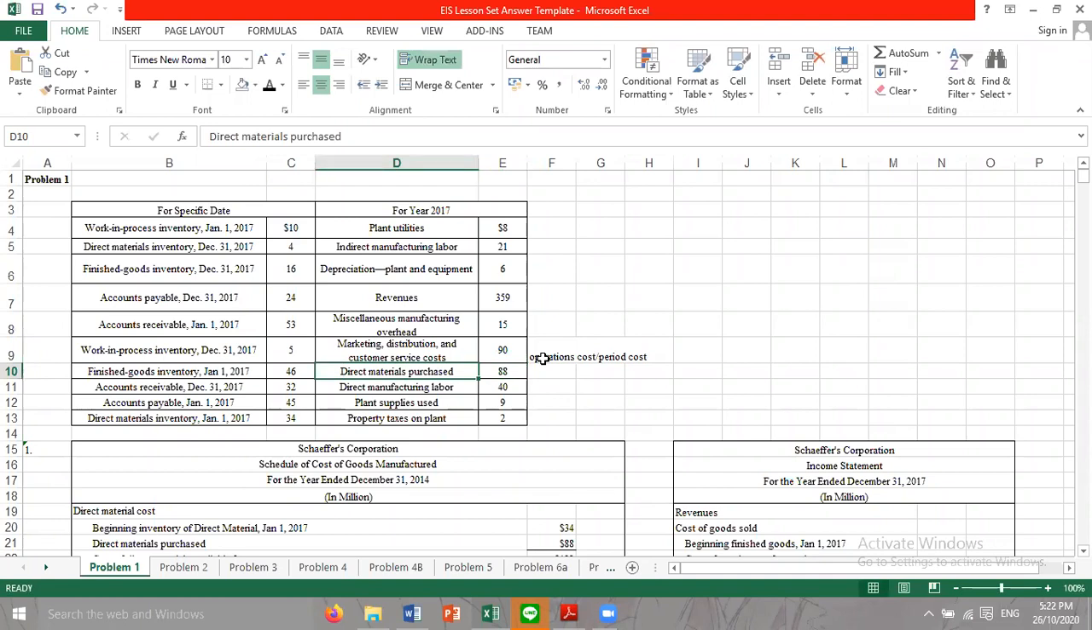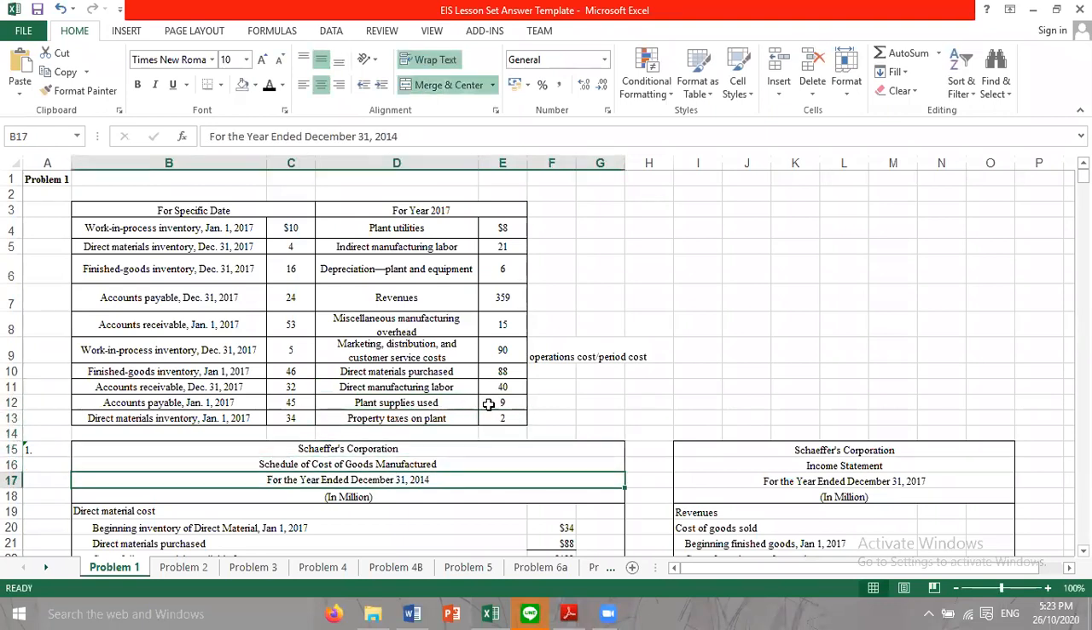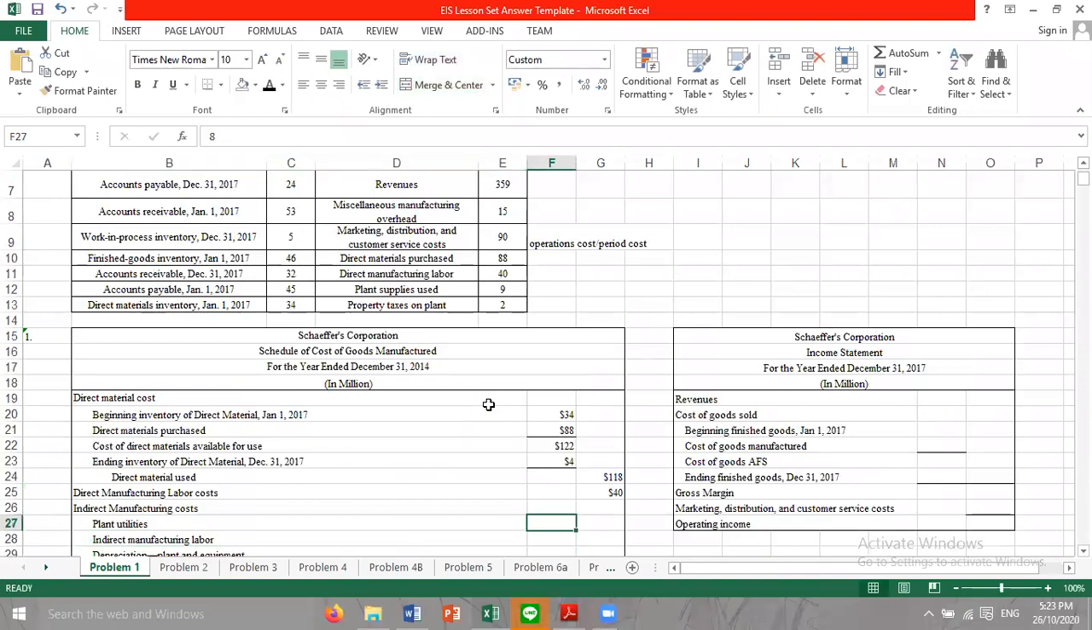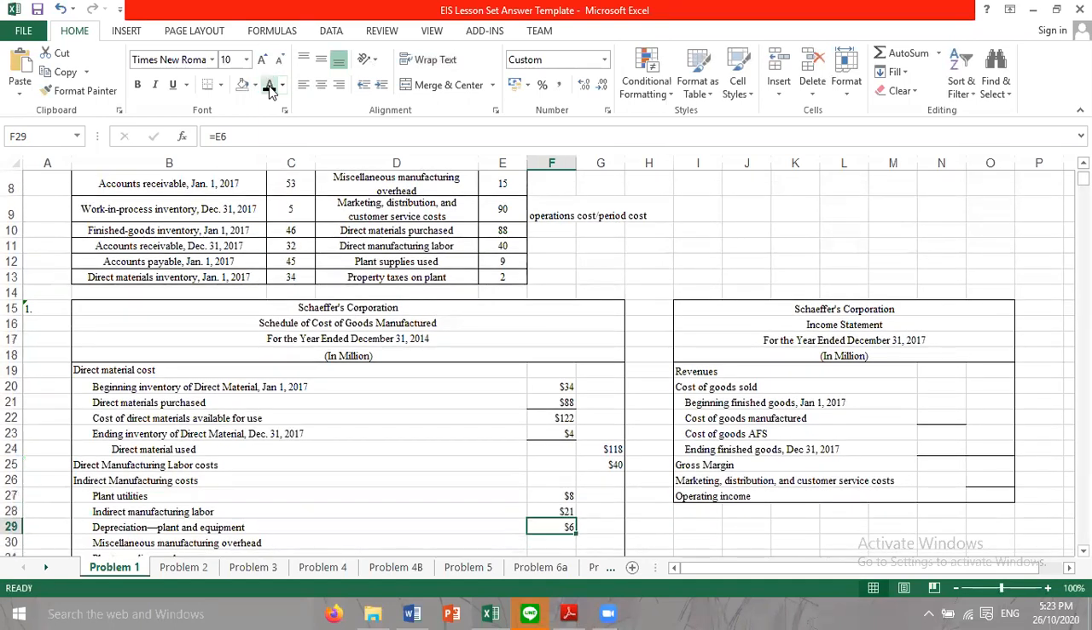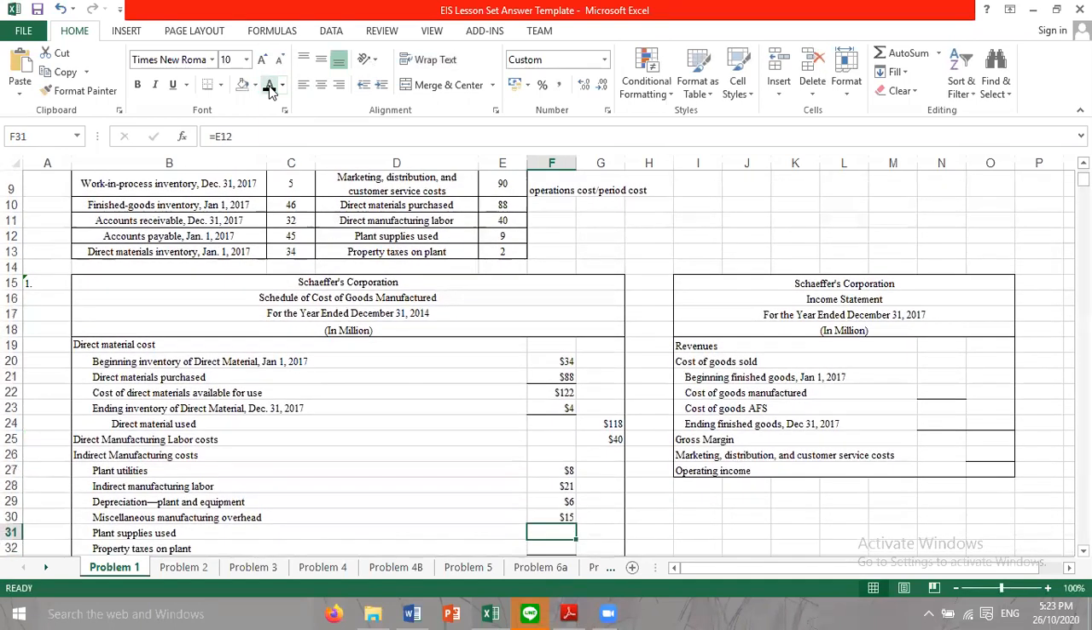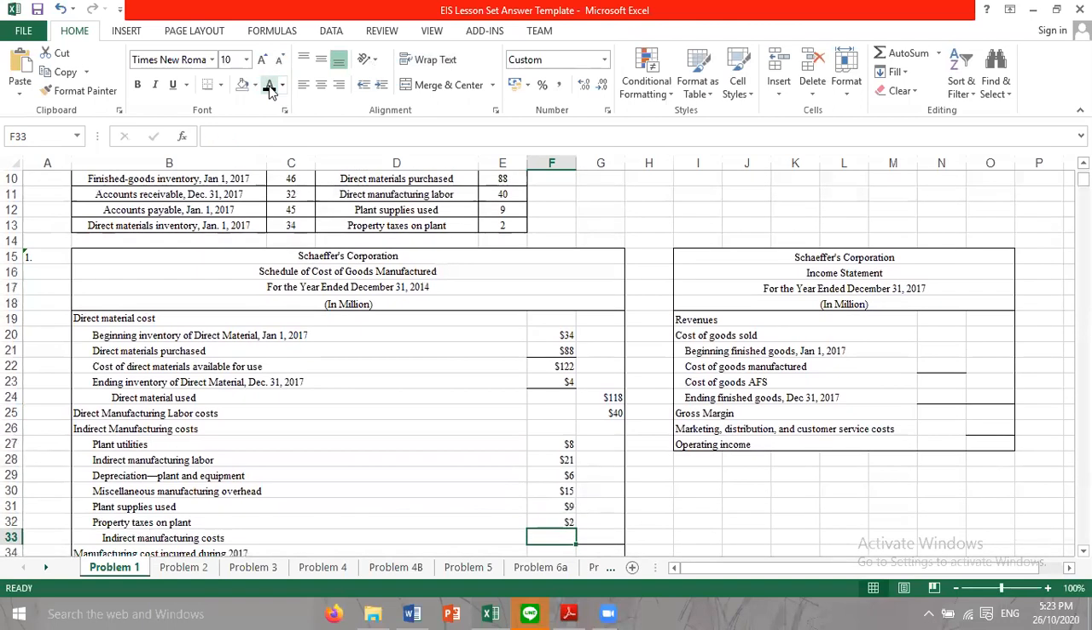Direct materials purchase is direct materials. Direct manufacturing labor is for direct manufacturing labor. Plant supplies used is considered an indirect manufacturing cost. Property taxes on plant as well is considered an indirect manufacturing cost. So all we need to do is just include them in the supporting schedule. So just copy paste all the data from the question. We'll get $8, $21, $6, $15, $9, and $2. And if we sum them up, we'll get $61.